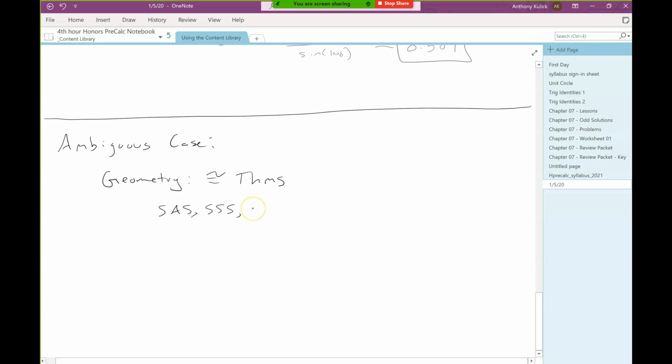Was there an SSA? There is not an SSA. There is an ASA and an AAS, but there is no SSA. Why is there not a side angle congruence theorem? I remember seeing a whole thing about it, but I don't remember a single fact. The reason there's no SSA congruence theorem is that it's possible to have two distinctly different triangles that have that same information.